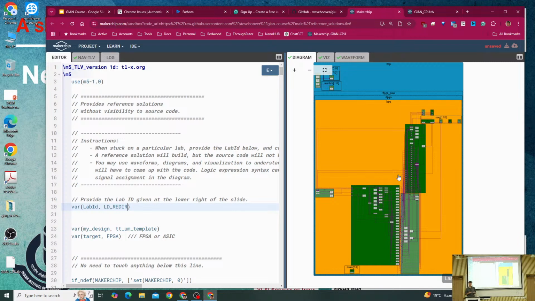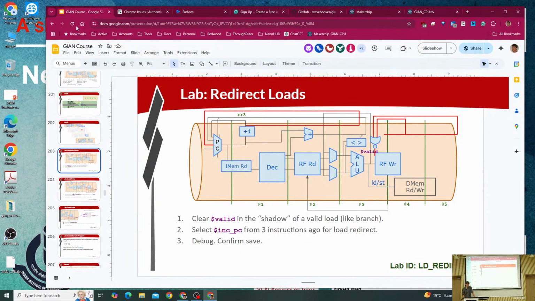Okay, so let's get started. Let's spend a couple minutes to review what we did primarily on Friday, pipelining the CPU. I believe we left off with this exercise dealing with the load redirects. We were creating the load shadow to give ourselves time for the load data to come back from memory and write into the register file.